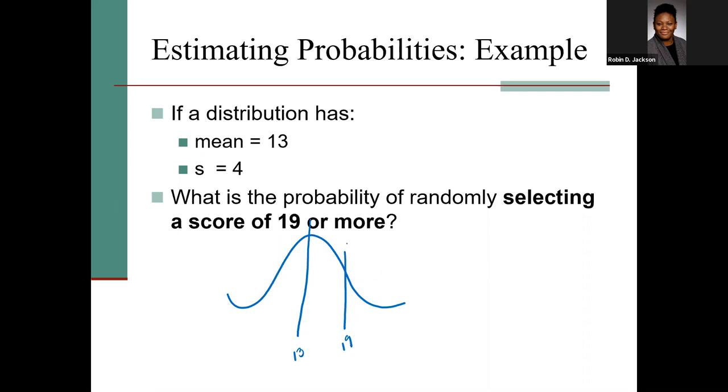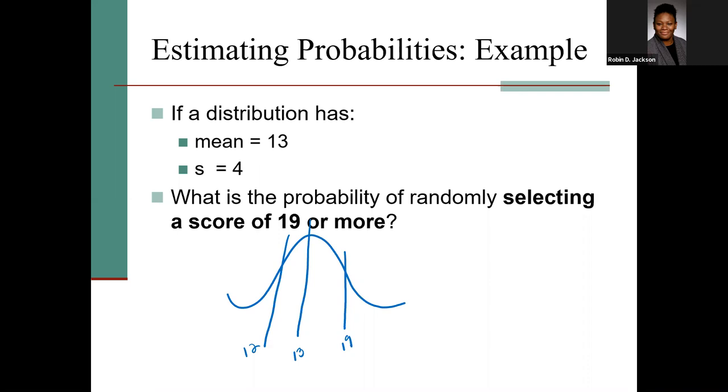If the question asked, what's the probability of randomly selecting a score of 12 or below, then we know we want something below the mean. But let's say the question asked, what's the probability of randomly selecting a score between 12 and 19? That's when we're looking for something between two scores that are on opposite sides of the mean. And remember, that's what I was just showing you in the previous lecture.